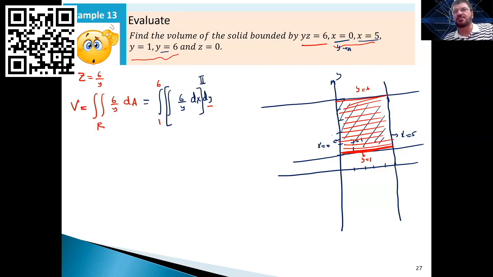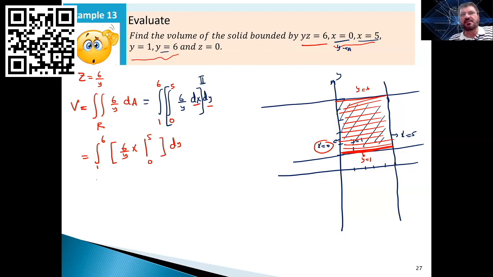All right. For the x, who's on the left? x equal to 0. Who's on the right? x equal to 5. That's it. So now let's integrate, guys. So this is the integration from 1 to 6. Open the box. 6 over y, if we are integrating with respect to x, 6 over y is a constant, guys. We don't integrate it. What's the integration of dx? It's x. From where? From 0 to 5. And we say what? dy.